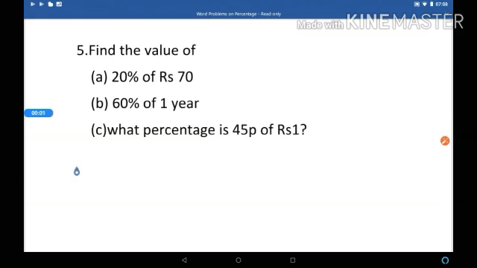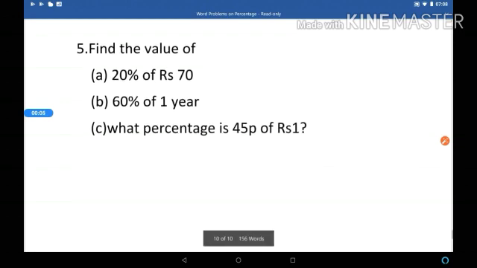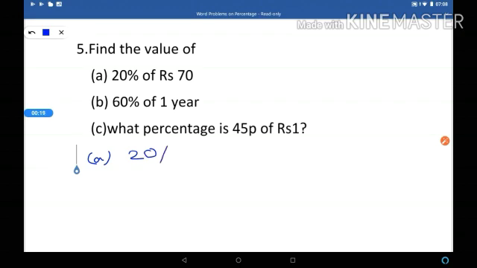Next problems. Find the value of: A, 20% of rupees 70; B, 60% of 1 year; C, what percentage is 45 paise of rupees 1? First we will solve A problem. 20% of rupees 70.